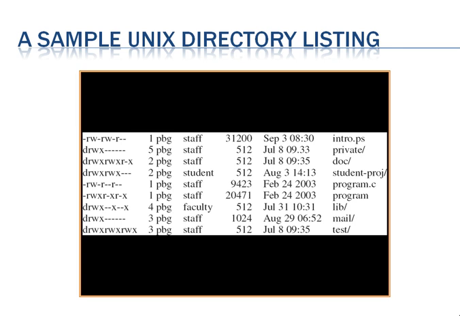Now here is a sample Unix directory listing, and here we have finished with this topic.